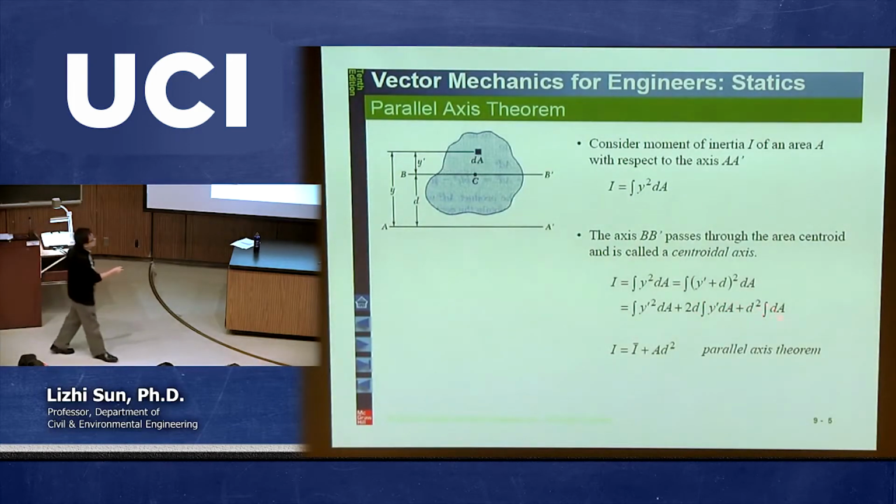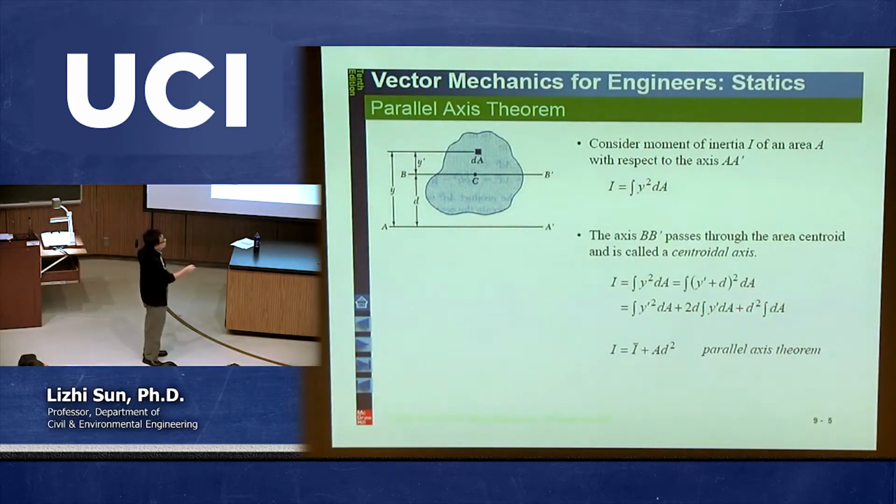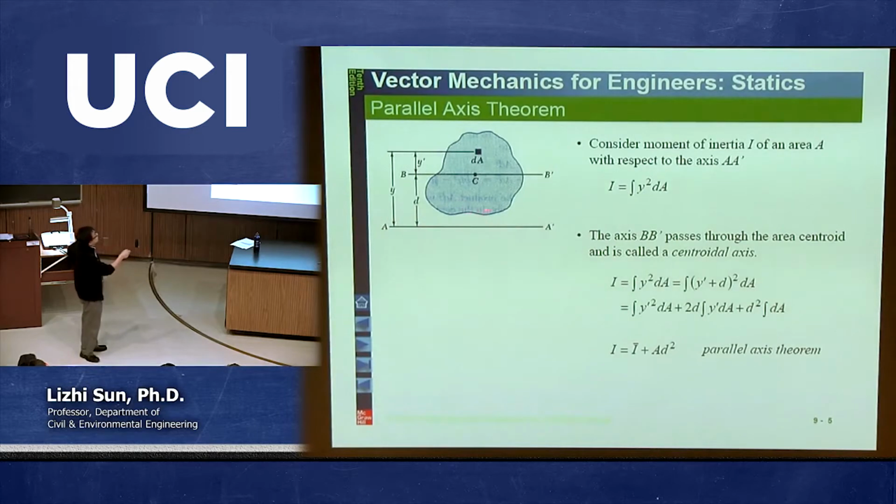Now let's go to the third term. D squared is still here. What is the integration of dA? Integration of dA altogether is the area of this cross section. So you have this cross section. What is the area? You call it A. Then that becomes A times D squared.